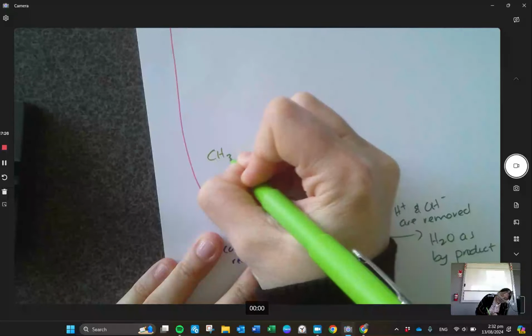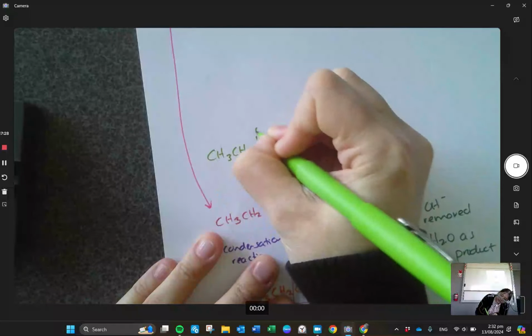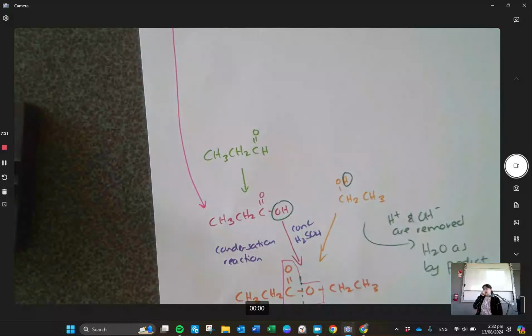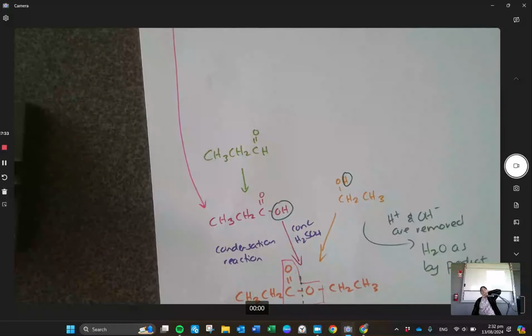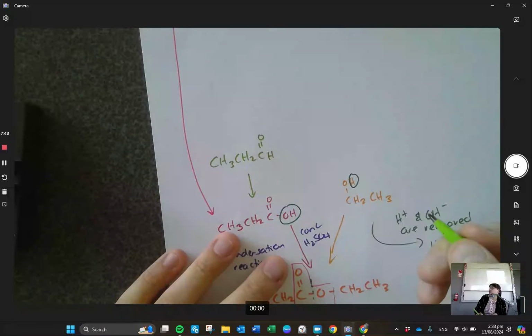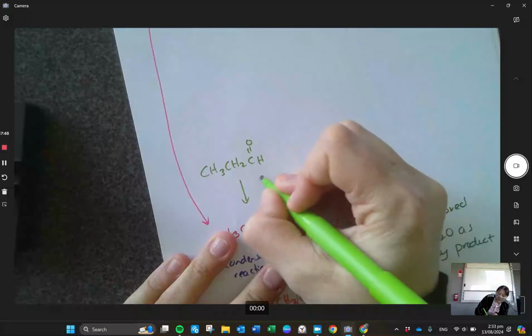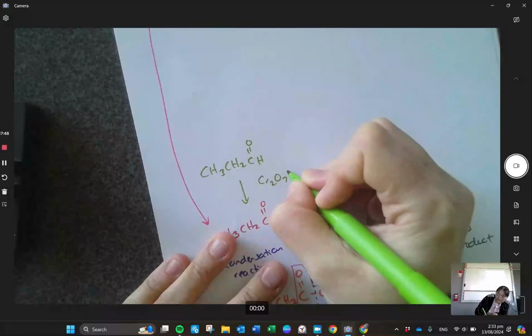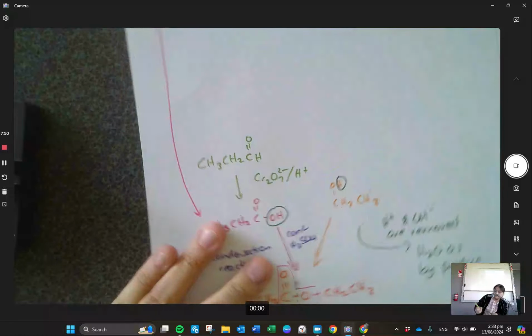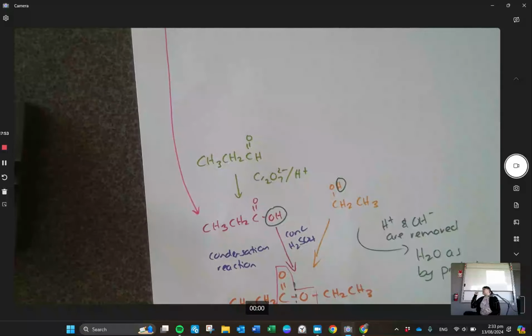So we have CH3, CH2, C double bond O, H. That is my aldehyde. If I wanted to go from an aldehyde to a carboxylic acid, what would I need? Alcohol. Not alcohol. Oxidant. Any oxidant will do. You can use Tollens, you can use Fehlings, you can use dichromate. That would get me from aldehyde to ketone. Aldehyde to carboxylic acid. Okay.